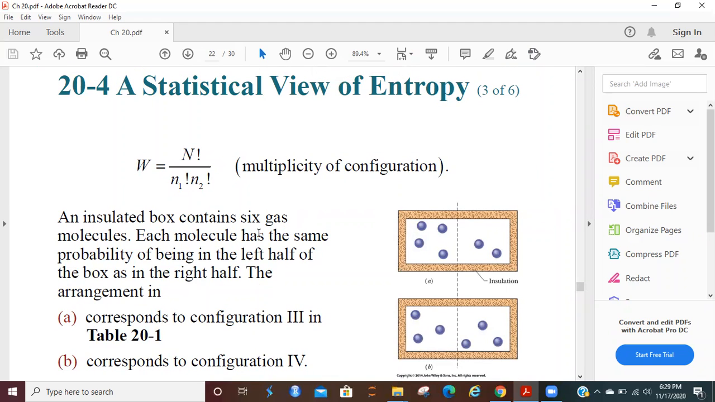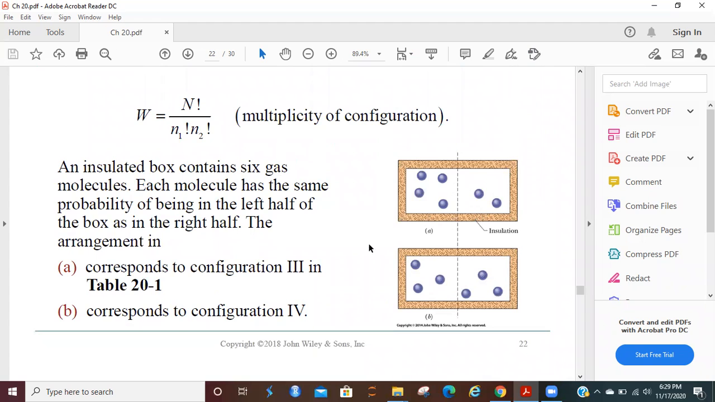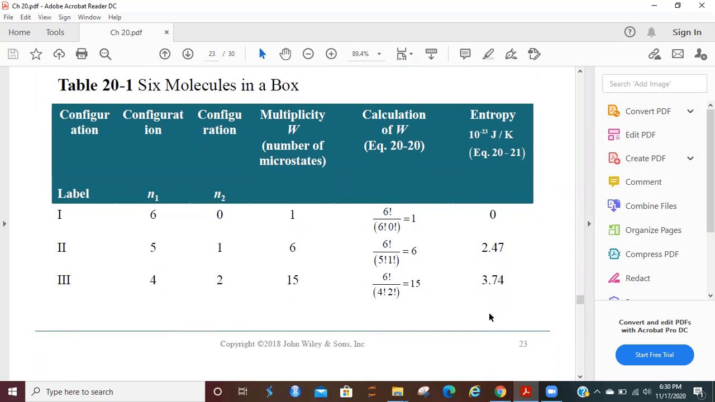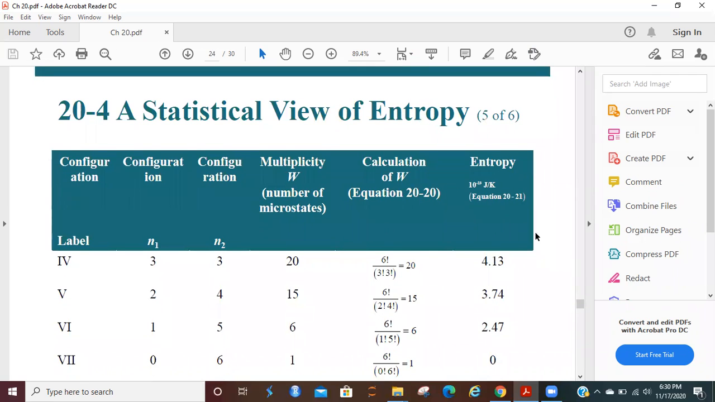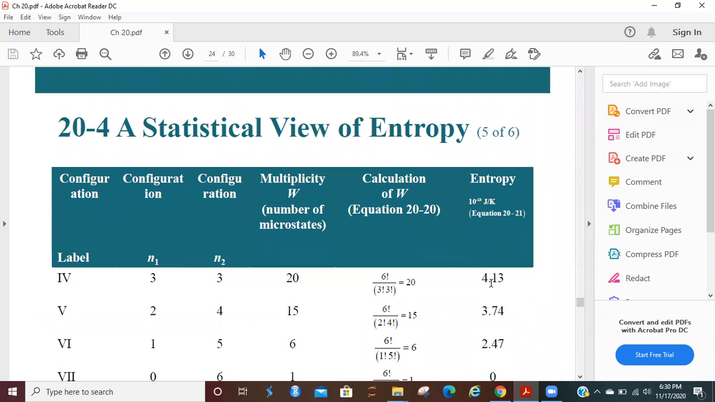An insulated box contains 6 gas molecules. Each molecule has the same probability of being in the left as it does in the right. And the arrangement in A corresponds to configuration 3 in this table. And if you look at B, it corresponds to configuration 4. So you can see configuration 3 here. And then you can see configuration 4. So you can see the entropy produced here, and then you can see the entropy produced here.